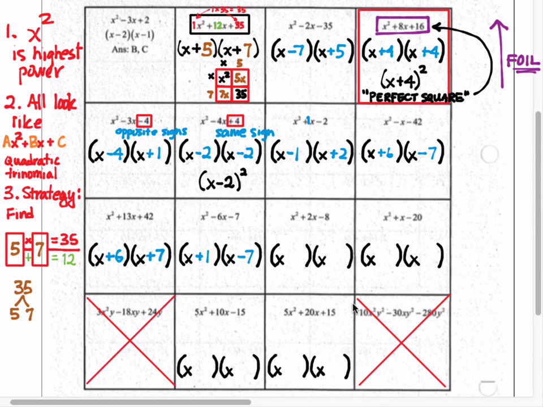X squared plus 2x minus 8. X plus 4 times x minus 2. Plus 4 minus 2. Awesome. X squared plus x minus 20. X plus 5, x minus 4.